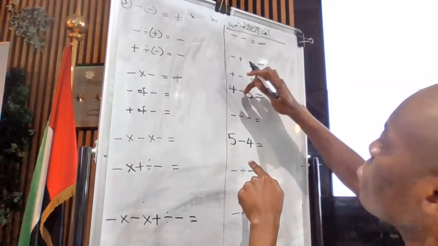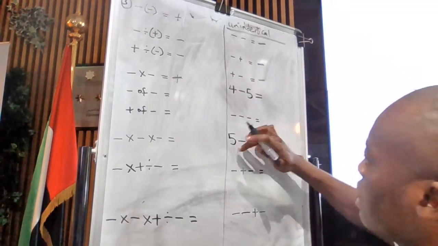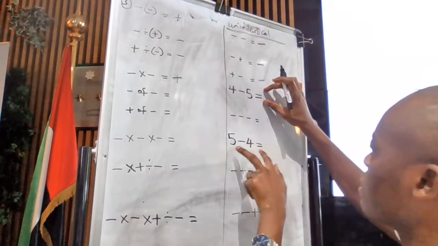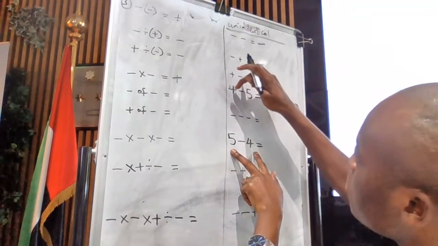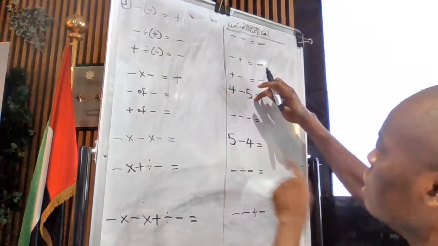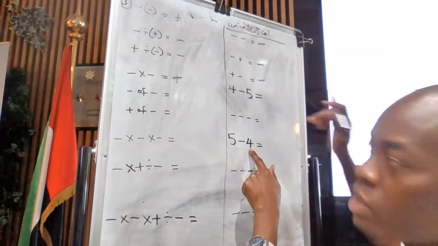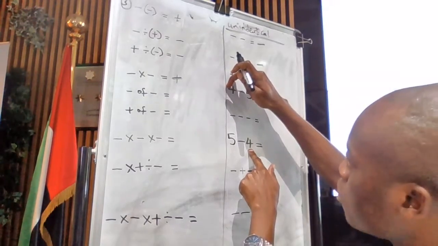Let's look at this. 4 minus 5. There is no times, no division, no glue effect. The same thing applies here, but they are different: 4 minus 5 and 5 minus 4. In the first one, the minus is for the 5. Here the minus is for the 4. Now what do they ask? This 4 means what? Plus. Nothing is there. It's plus 4.